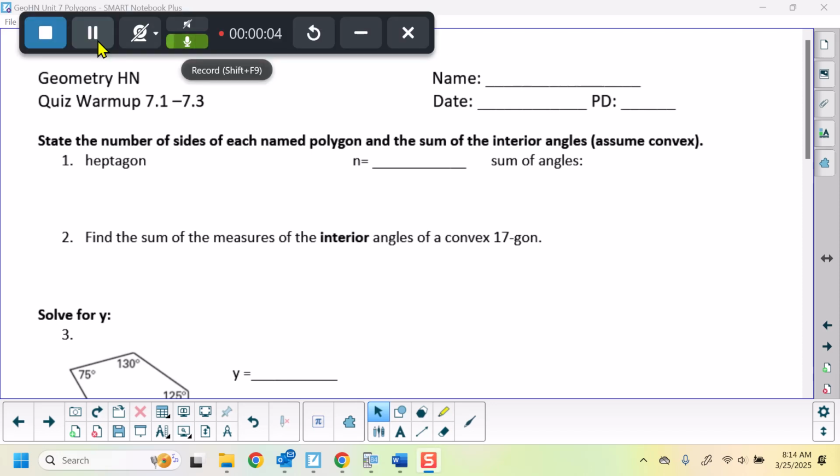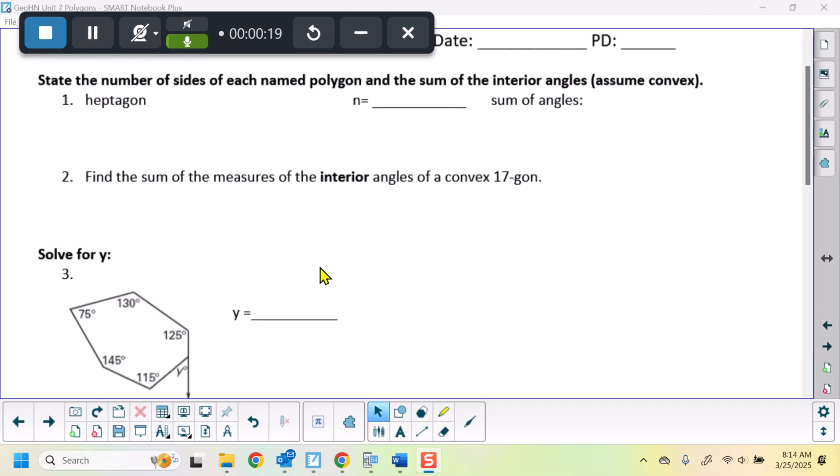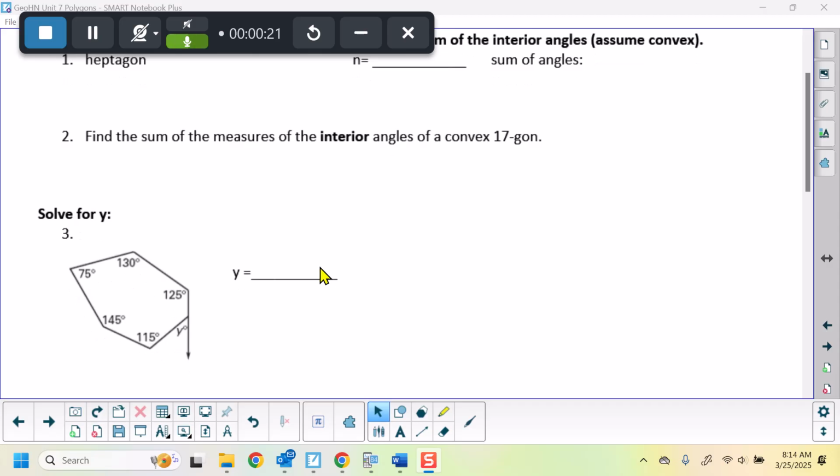State the number of sides of each named polygon and the sum of the interior angles. And for this opportunity, we're just going to assume that we have convex shapes. We're not going to talk about concave. And then find the sum of the measures of the interior angles of a convex 17-gon. I want you and your partner to solve for y.